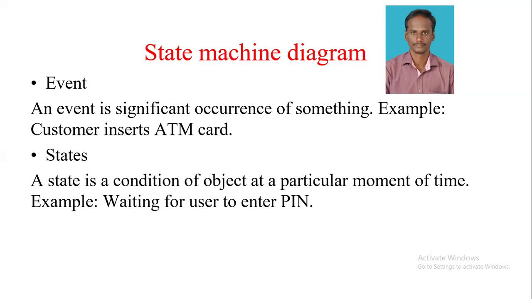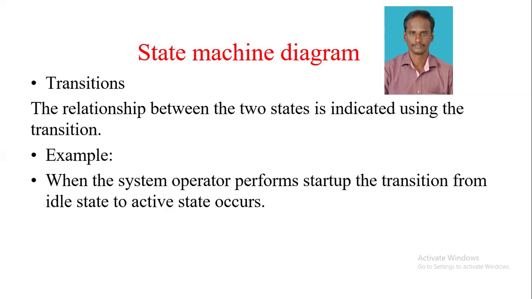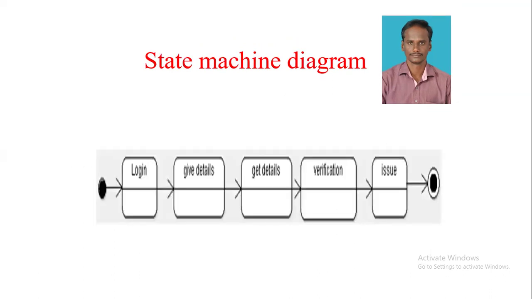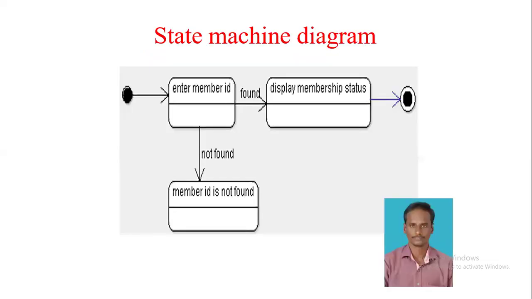State is a condition of an object at a particular moment of time, for example, waiting for the user to enter the PIN. Next, transition. A relationship between two states is indicated using a transition. For example, when the system operator performs startup, the transition from idle state to active state occurs. The example is given for state machine diagrams, say for an ATM: login, give the details, get the details verified, and issue.